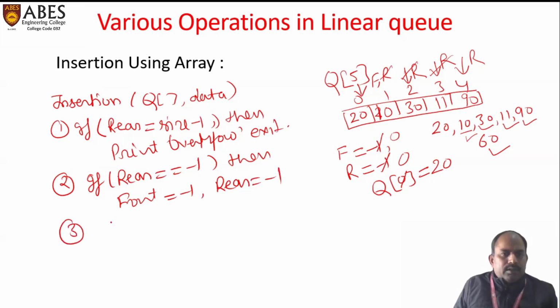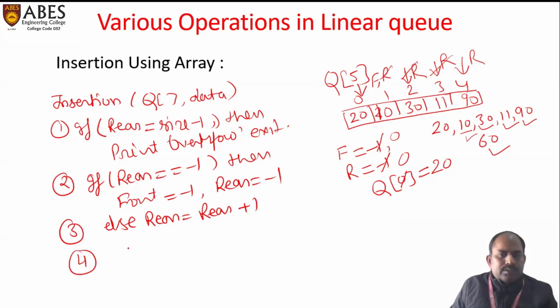In the third step, we just increment the value of rear. If rear is at 0, then we can move to 1. If rear is 1, then we can move to 2. So each time rear is just incremented by 1. Here we will write rear is equal to rear plus 1. At last, we have to insert the element at that location. We will write here q at rear is equal to the data we want to insert. And the last step is exit.